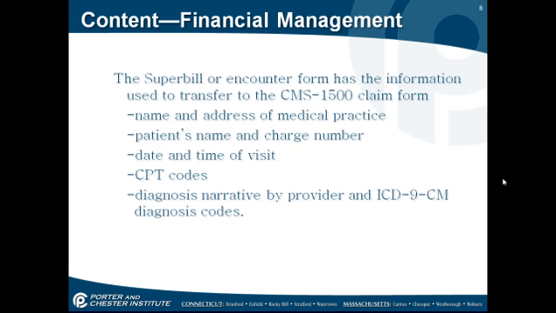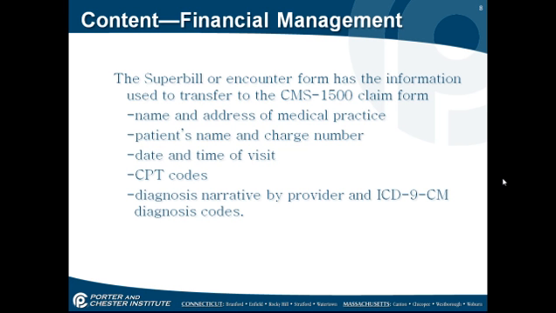When a patient is done with the practitioner, they will come out with an encounter form or a superbill, and we will be able to take the information off of that to turn into the insurance company to make a claim. The name and the address of the medical practice is going to be on the claim form. The patient's name and charge number will be on there.